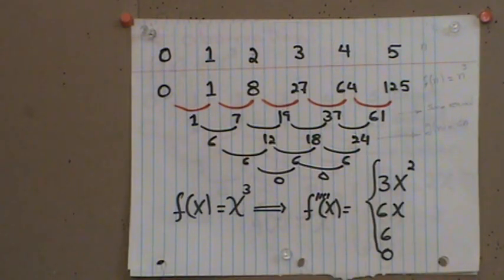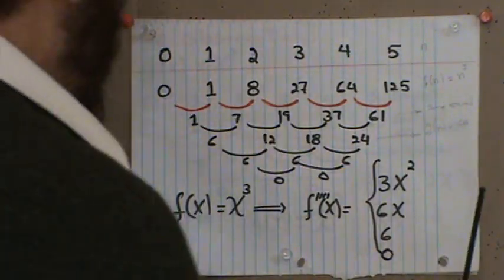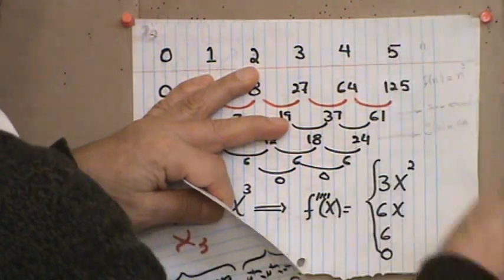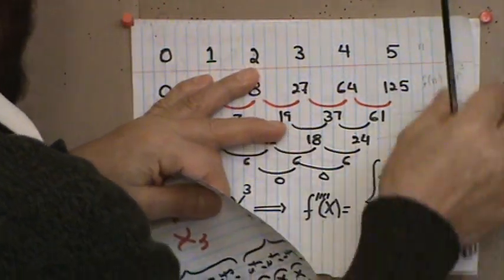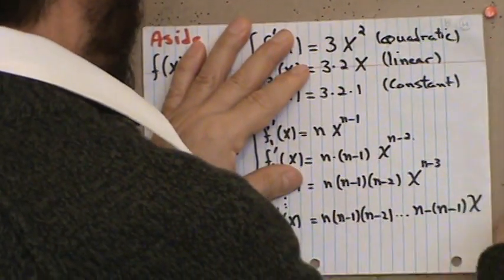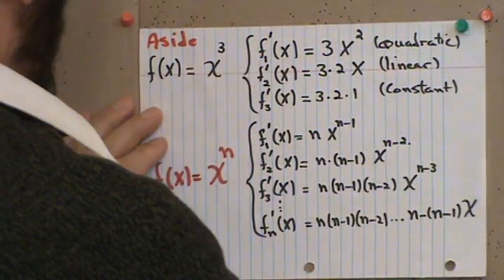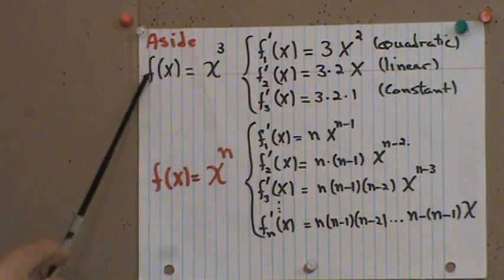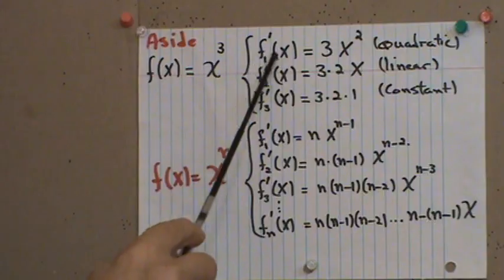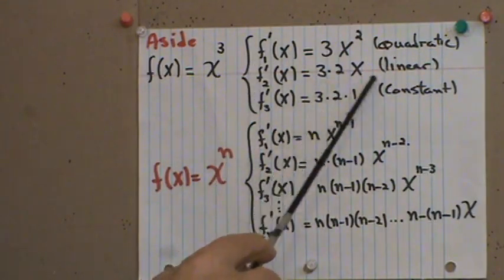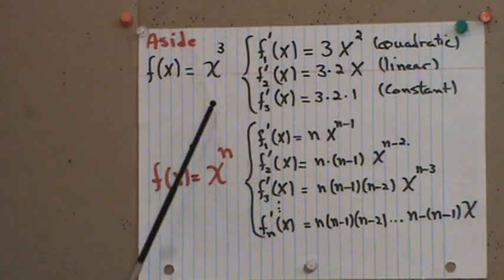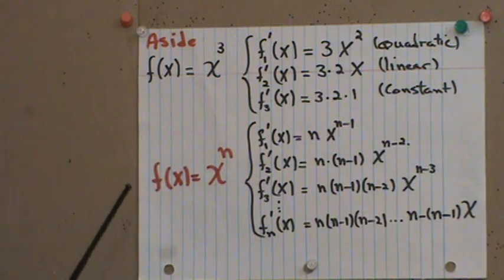Okay, now I have another one. Let me also give that one a little bit more detail, if I may. This is kind of a little aside. My function is x cubed. So you see that the first derivative is quadratic, the second derivative is linear, you can see that, 6x, and the third derivative is constant. That happens for all polynomial functions of degree n.